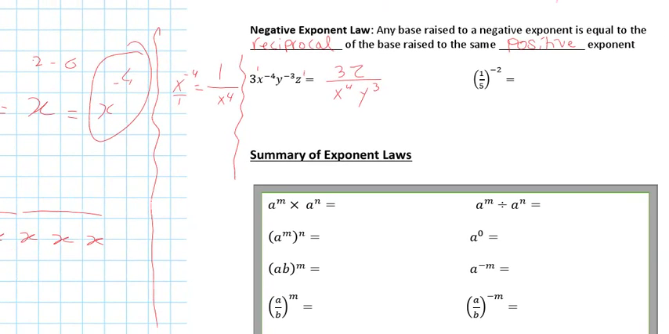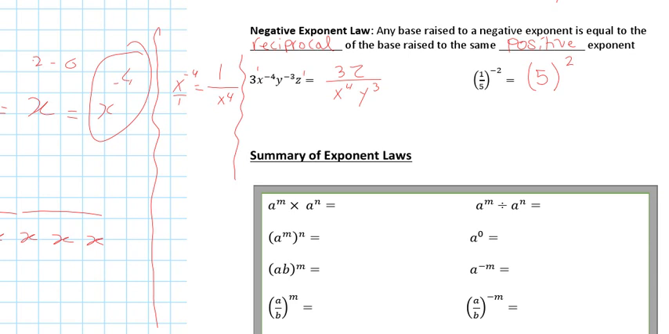How about 1 over 5 to the power of negative 2? The same: flip. So if you look at this, my exponent is negative, so what I have to do is flip my base. In this case, flipping my base gives me a 5 to the power of 2. Are we okay with this? Yes? No? Maybe? As you like. This needs a lot of practice.